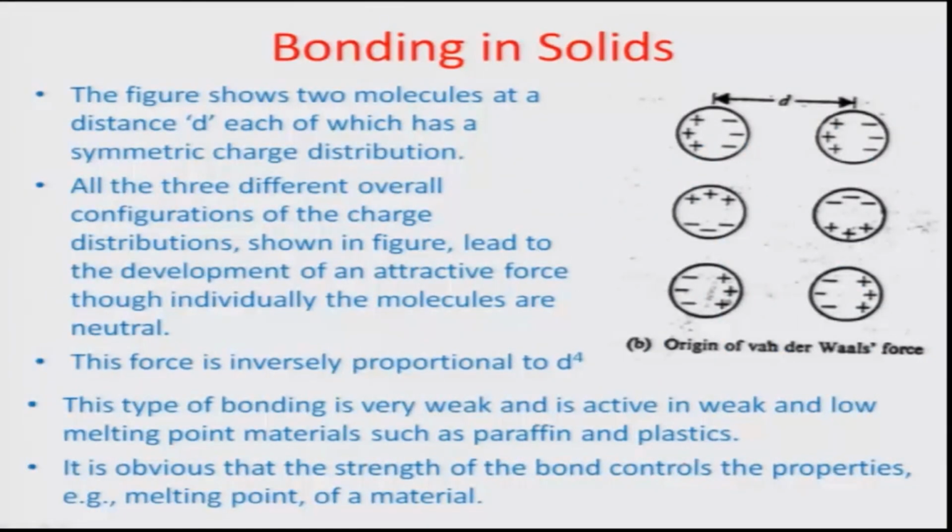Let us look at the figure right here, which talks about the origin of such bonding. The figure shows two molecules at a distance d, each of which has a symmetric charge distribution. Let us say there is a tendency of one of these atoms to have negative charge towards one end and positive charge towards the other.